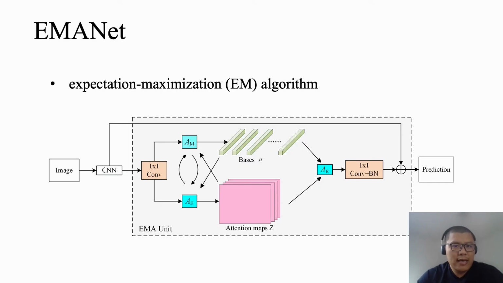And the next one is the EMANet. The key component in this EMANet is the EMA unit, which is the expectation maximization algorithm. It can obtain a maximum likelihood estimate of parameters by running the AE and AM steps alternately. AE is used to calculate the attention map expectation, while AM maximizes the data likelihood.